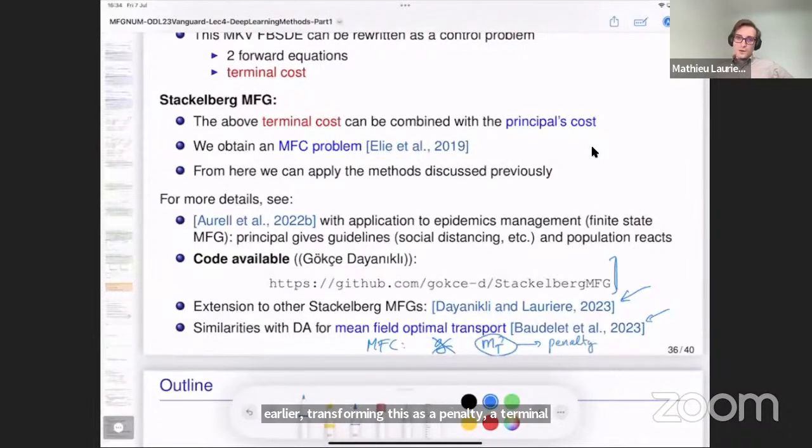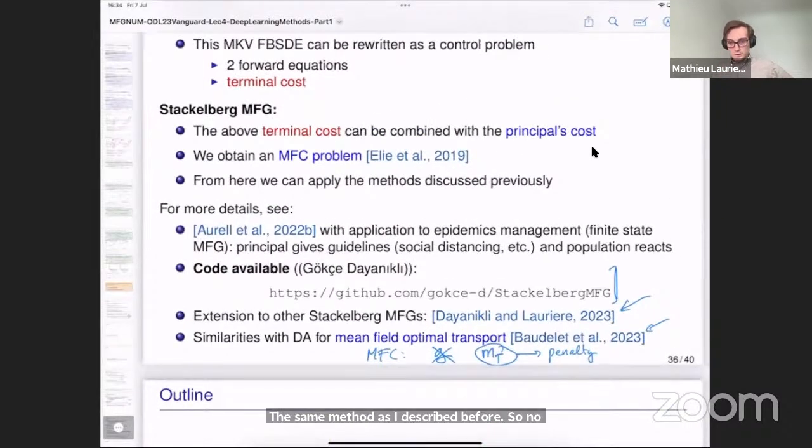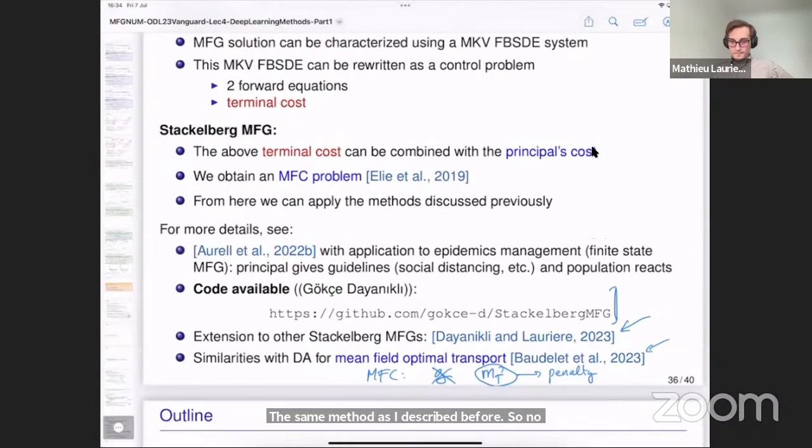And then once you have a penalty, you are back to a standard MFC problem, and you can apply the same method as I described before. So no FBSDEs here, but just this direct approach.